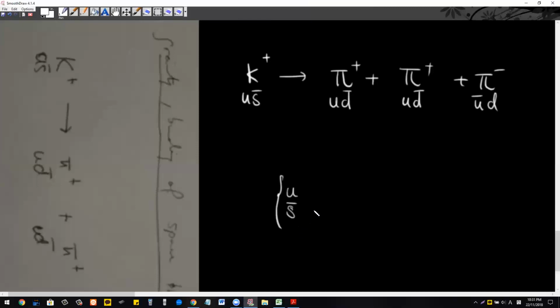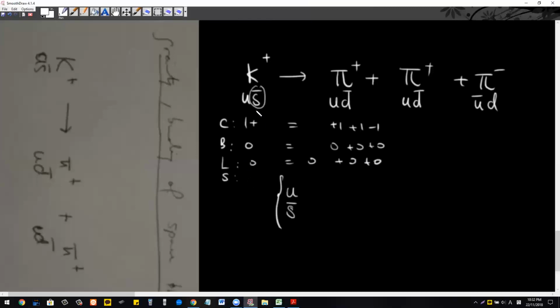Well, how is this one possible? Because the strangeness is not conserved. Charge is conserved, definitely, because it's plus 1 equals plus 1 and plus 1 and minus 1. The baryon number is 0 equals 0 plus 0 plus 0. Lepton number is also 0 equals 0 plus 0 plus 0. But there is strangeness. Strangeness is not conserved.